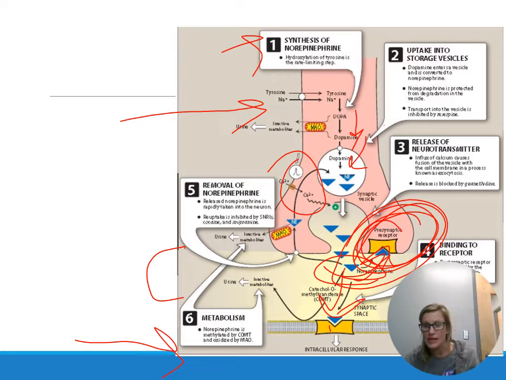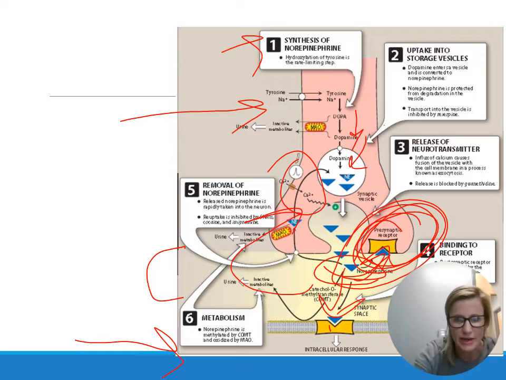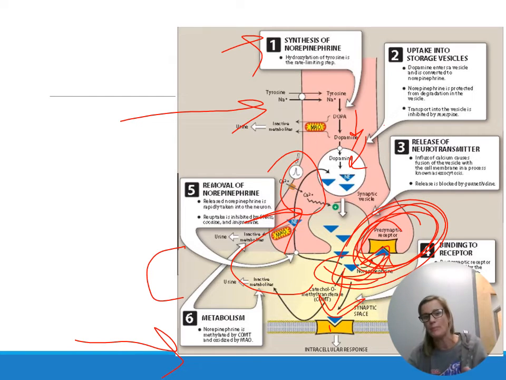The reuptake of norepinephrine is the primary way that we get rid of the norepinephrine, right? So the most efficient way, the best way that we get rid of the norepinephrine out of the cleft is we reuptake, right? We take it back up into the presynaptic neuron. So drugs that block that are going to greatly increase the amount of norepinephrine that's present in that cleft. So sorry, that was 5.